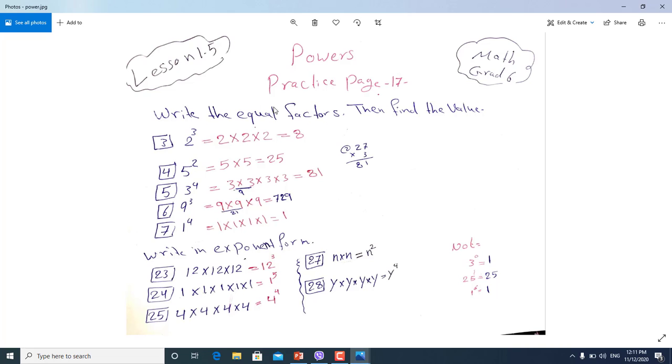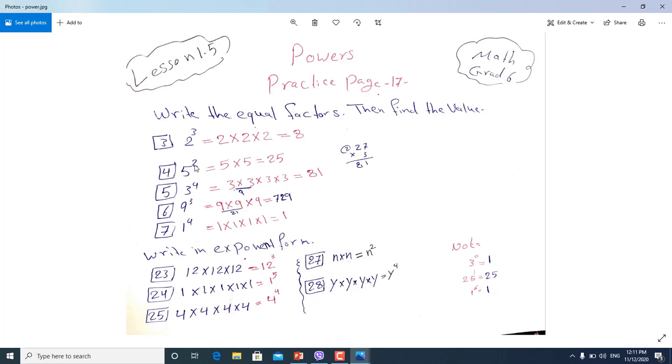Students, let's solve practice page 70. Write the equal factors, then find the value. From number 3, we have 2 exponent 3. You can say third power of 2. And this 2 is a factor that is repeated 3 times. So 2 times 2, it's 4. 4 times 2, it's 8.